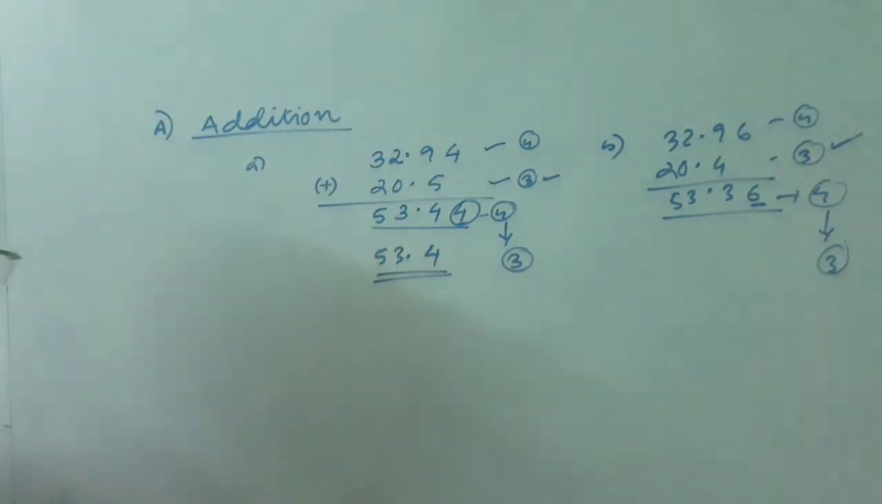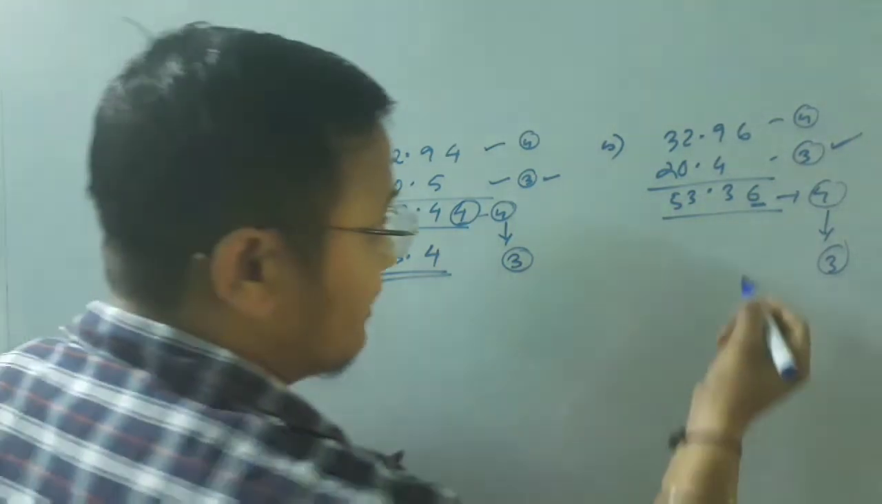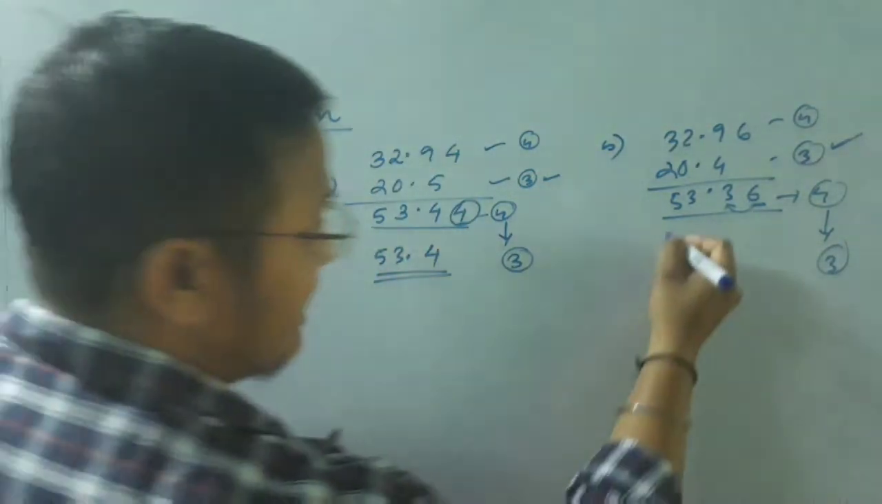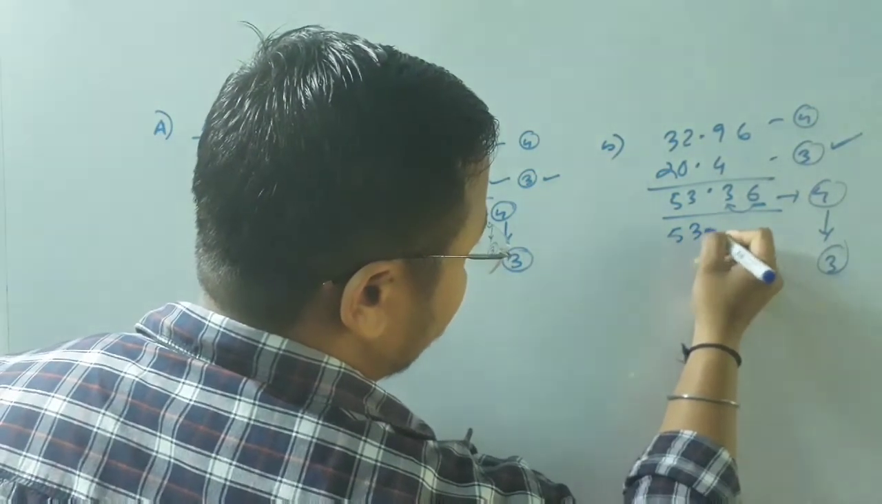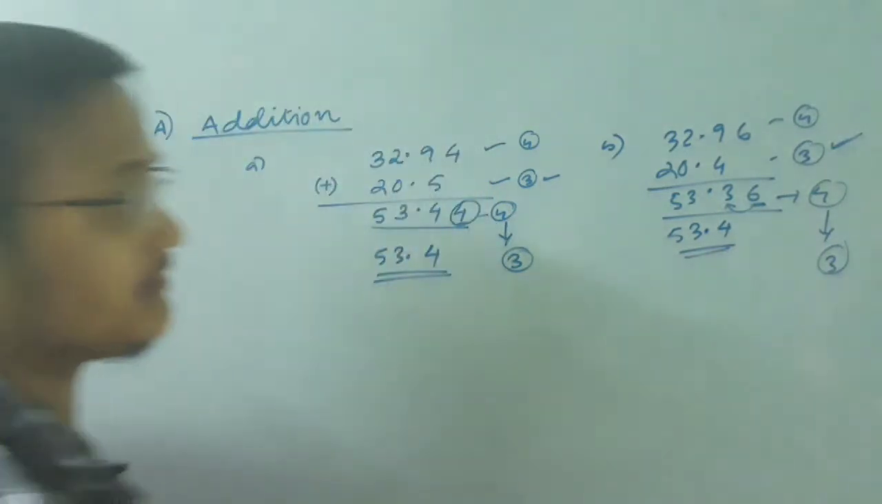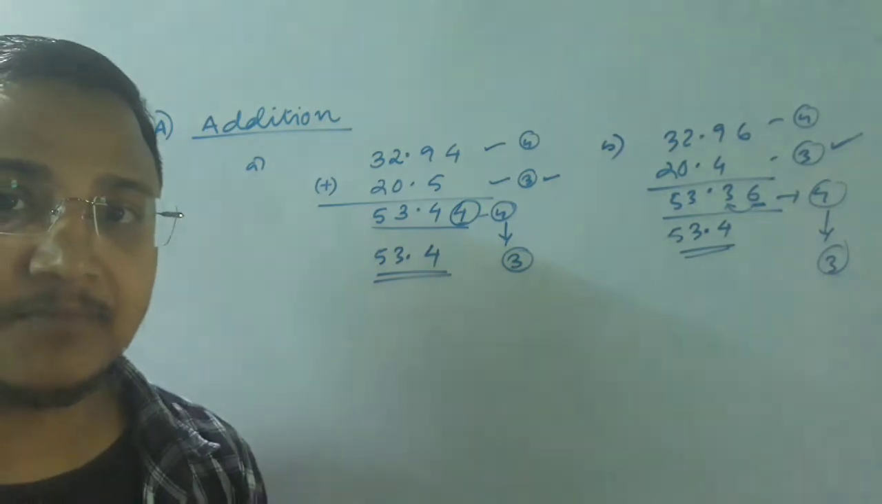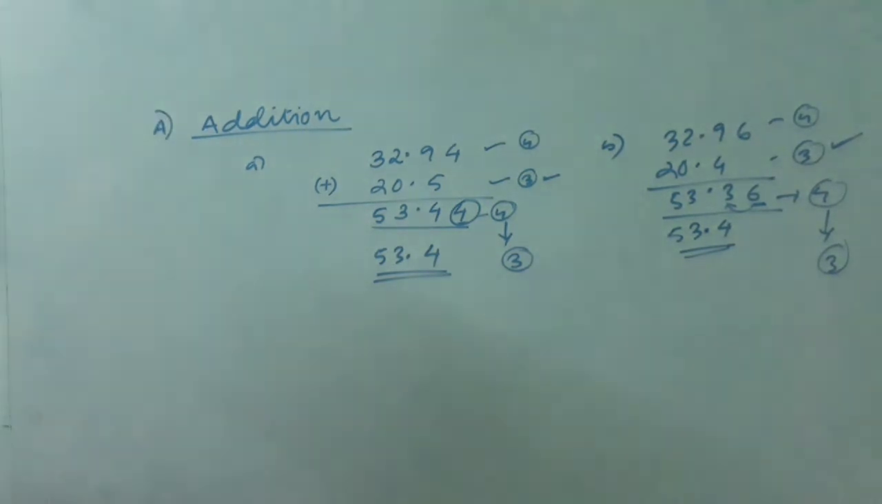That means if I have to eliminate 6, which is greater than 5, right? Greater than 5 means what? In the leftmost digit, I will add 1. So the answer will become 53.4. So this is your correct answer. Got it? So this is the rule you have to apply here, and it's very simple. Whether you are multiplying, adding or subtracting, it doesn't matter. You have to do the thing. Got it, guys? So this is a very simple thing.